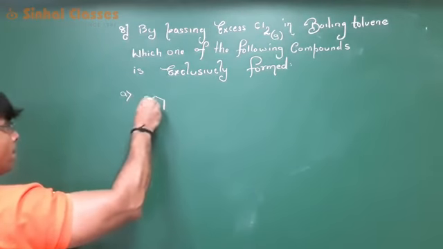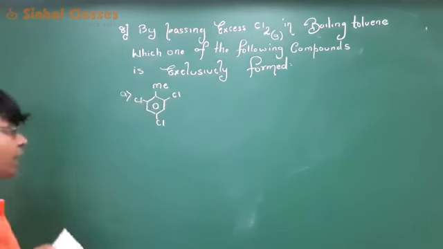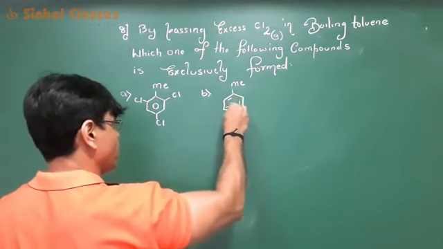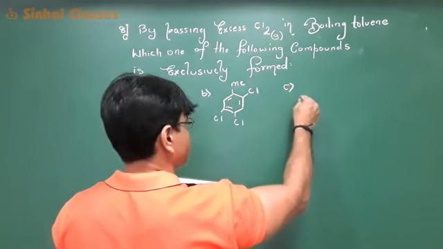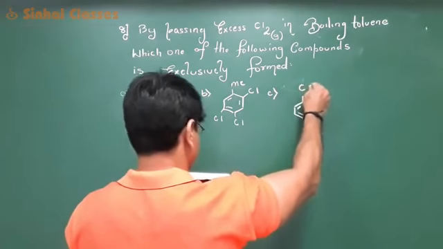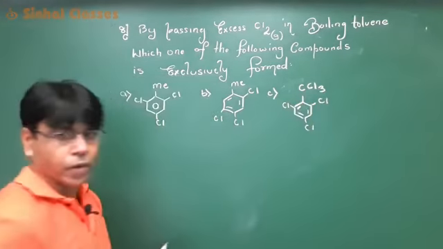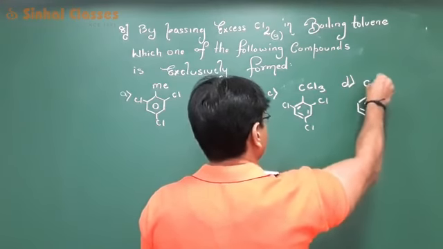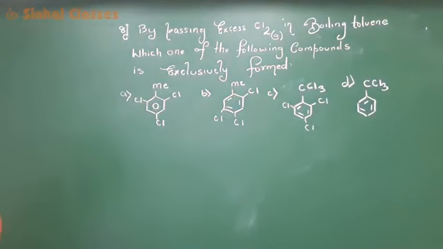A, where Me stands for methyl group. Option B, option C, or option D. So is it option A, B, C or D? Let's see the solution part of this question.